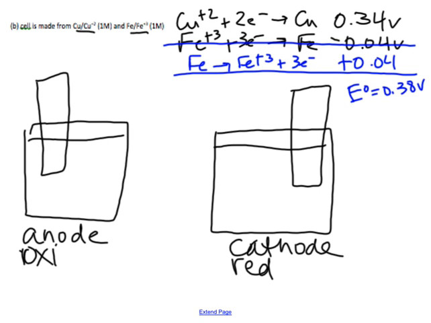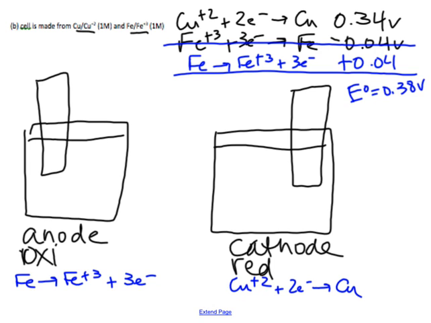Which is our anode? Which is oxidation? The iron reaction. So I'm going to write that just like that. And then here I have my copper reaction. Okay, so my solid is my iron, and my 1 molar is my plus 3. Also, what is my cathode solid? Good, and then I have 1 molar copper plus 2 in there.